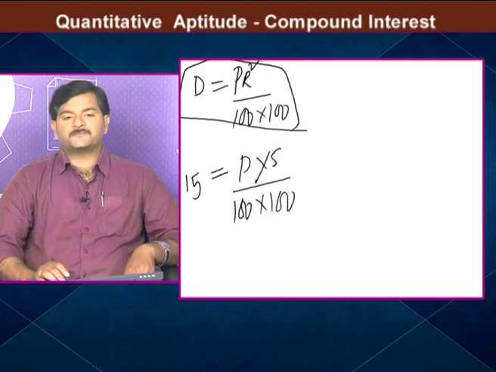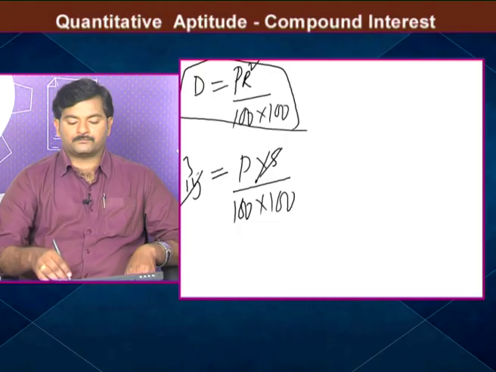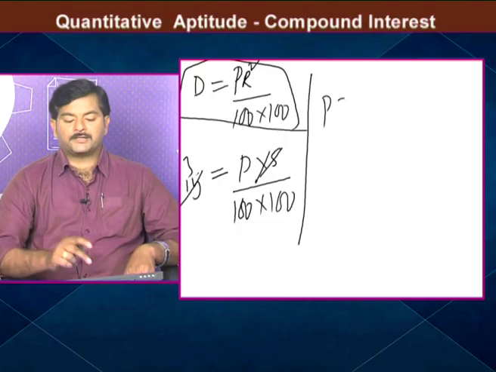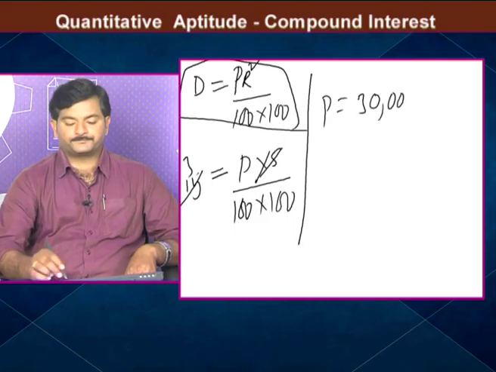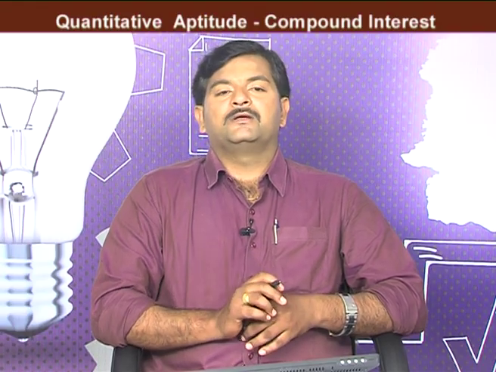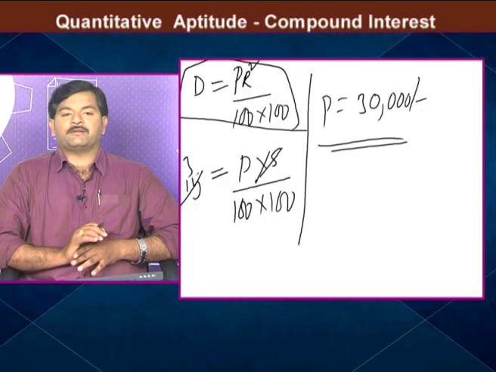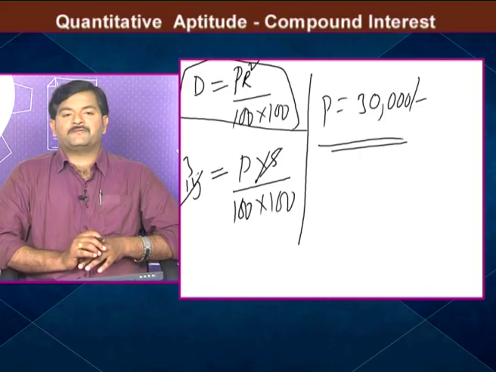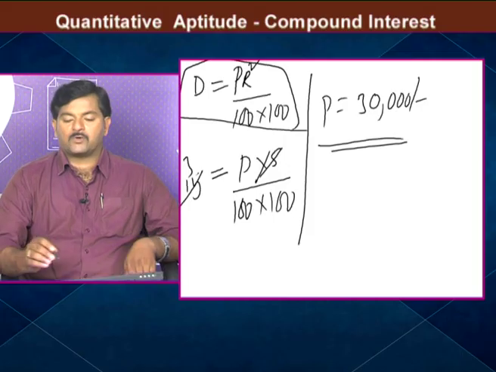Substituting all the corresponding values: 5 ones are 5, ones are 5, threes are 15. So we get 100 into 100, 10,000, 10,000 into 3. What is the principal amount? 30,000. I hope you understood. This is the exclusive formula for only 2 years: D equals PR square by 100 into 100. The difference is given as 15, the P value we have to find, the rate of interest given is 5, and substituting all the corresponding values, I get the P value. I hope you understood this question. Then we will move on to the next question.